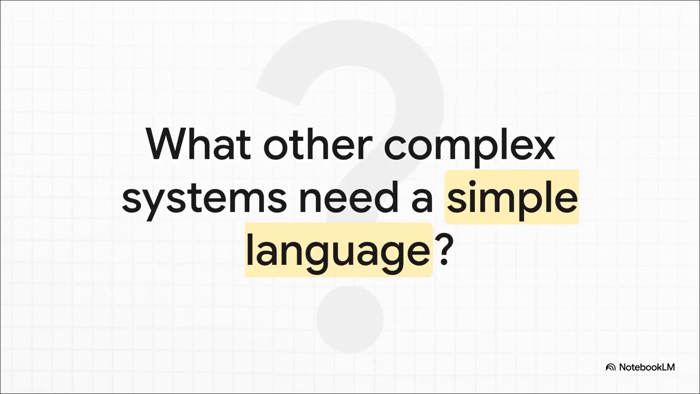And that kind of leaves us with a final thought to chew on. We've just seen how a problem that seems overwhelmingly chaotic was solved with a clear, logical language. It really makes you wonder, if we can create a perfect language for millions of molecules, what other complex parts of our world are just waiting out there for the right system to make them simple?